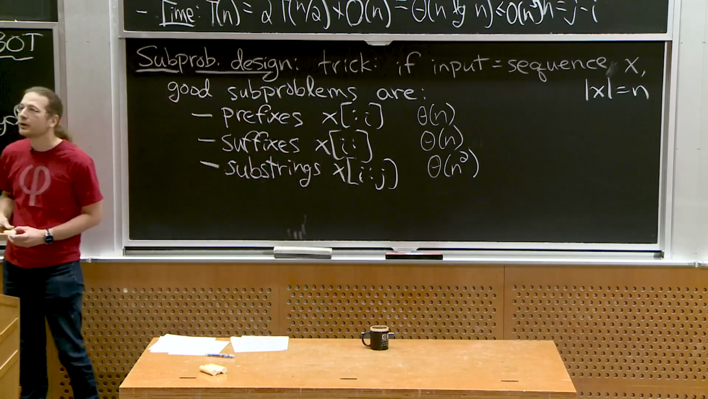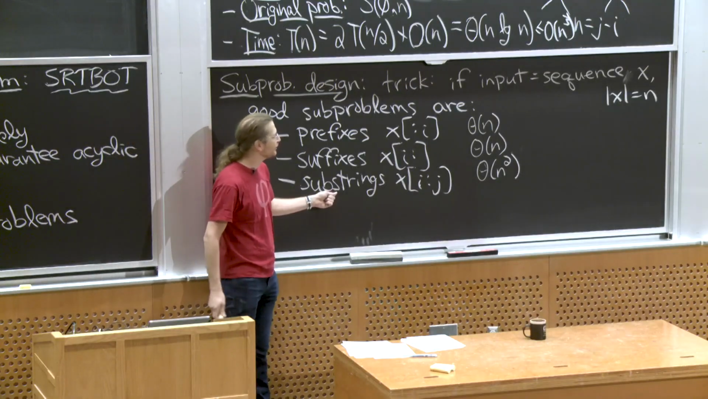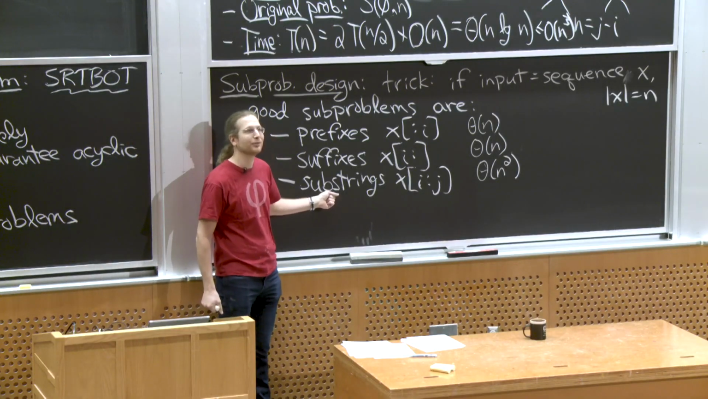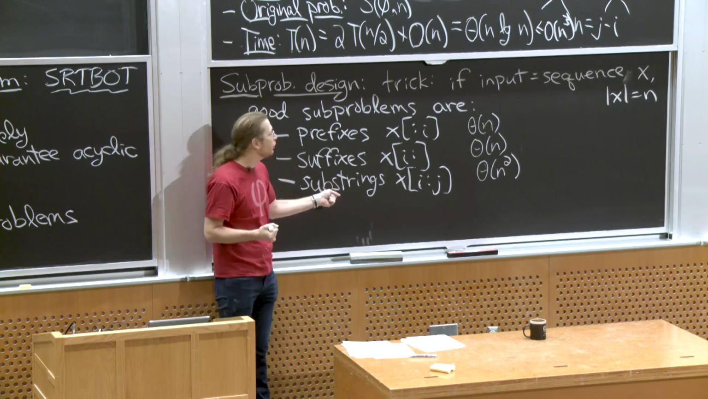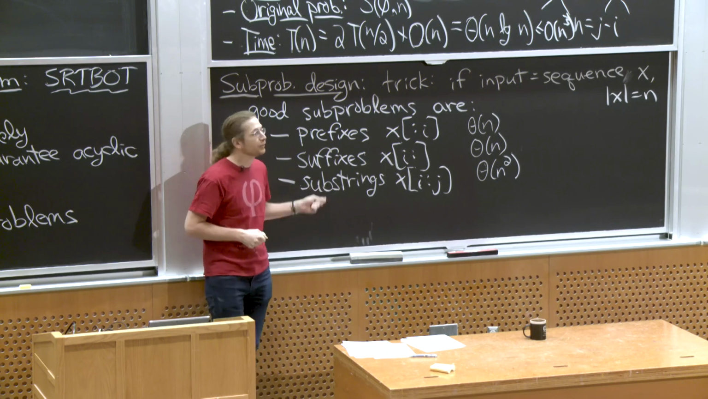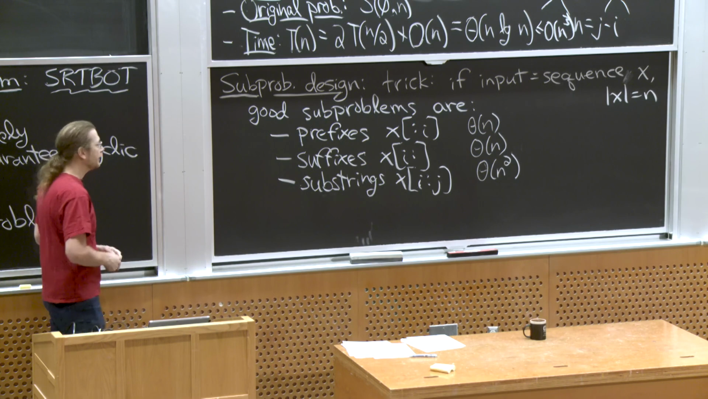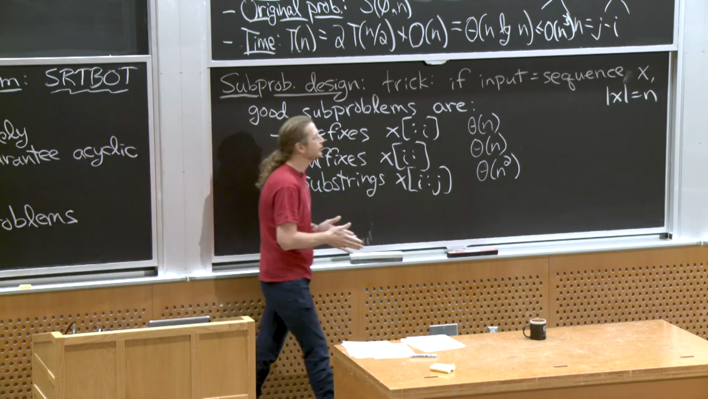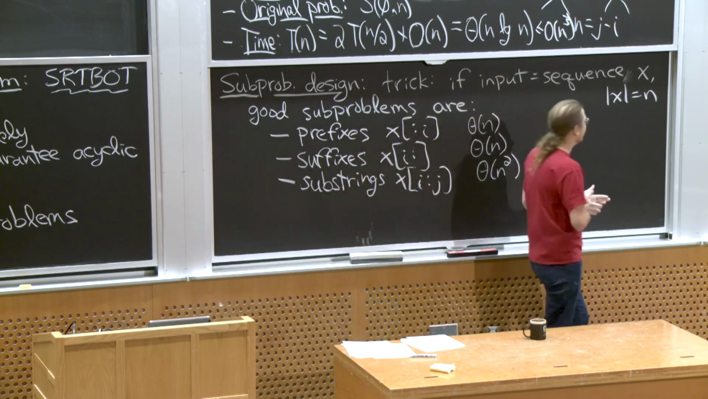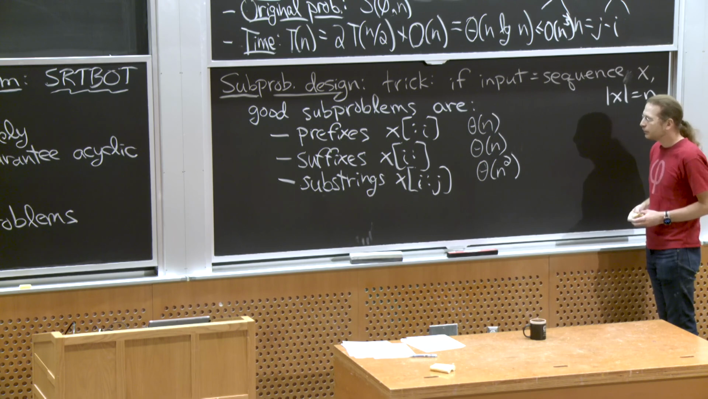What about subsequences? Good question. I didn't write subsequences because, in fact, there are exponentially many subsequences. It's 2 to the n. For every item, I could choose it or not. So I don't want my subproblems to be subsequences, because then you're guaranteed to get an exponential number of subproblems, which is bad. We'd like to bound the number of subproblems by a polynomial. So these are 3 natural ways to get polynomial bounds.